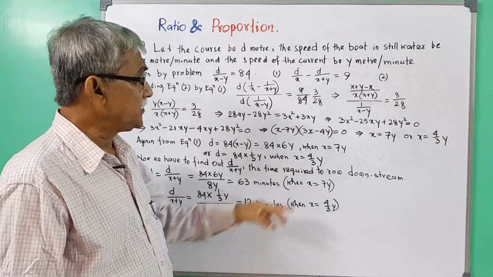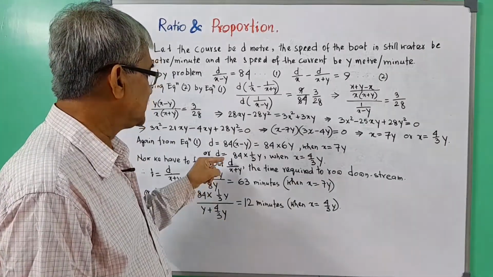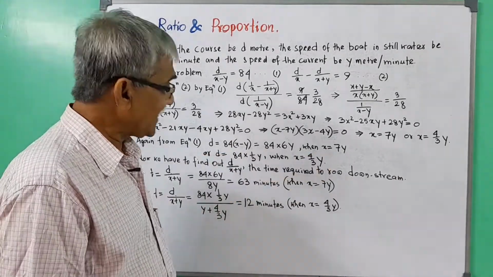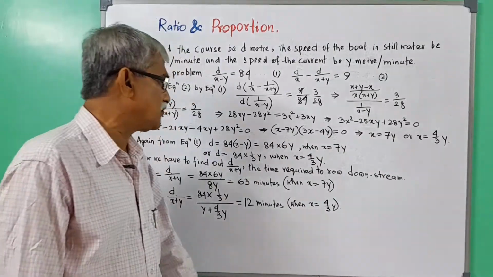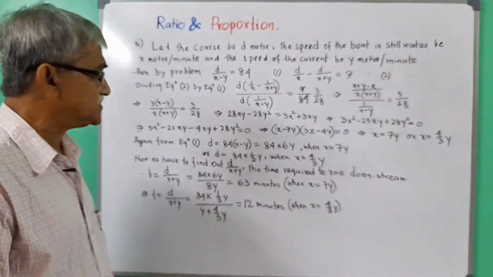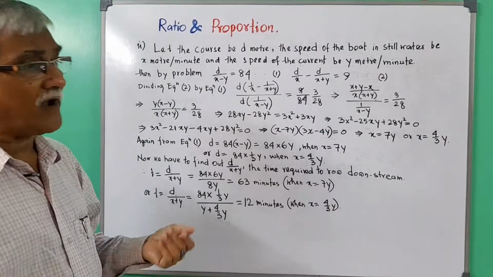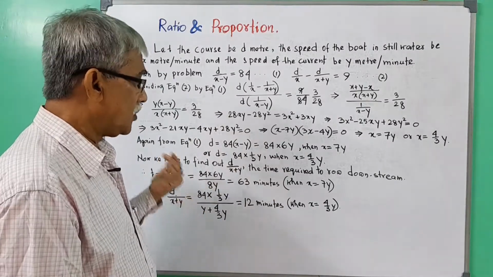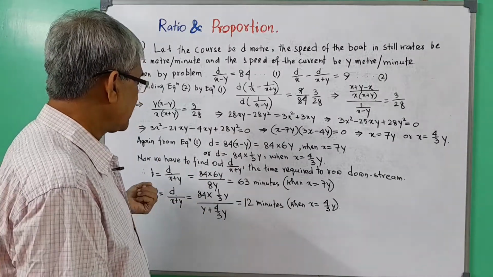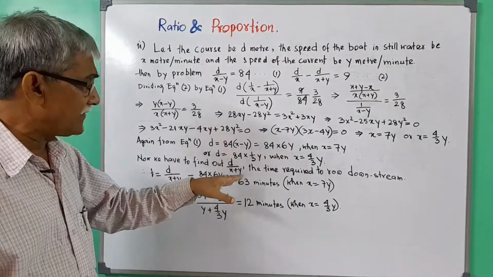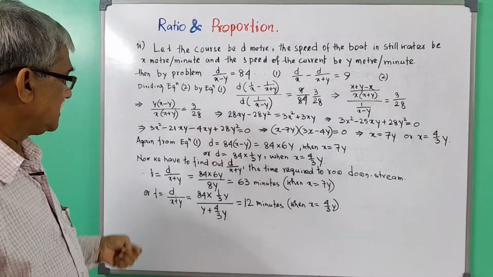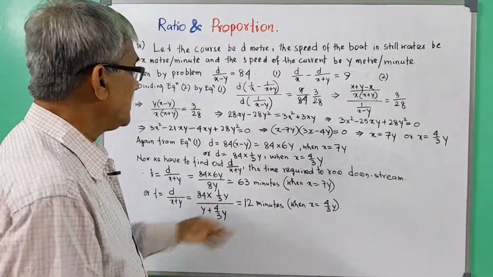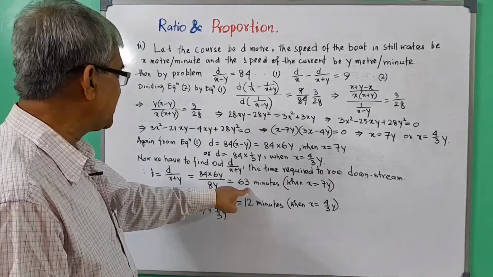If you take x equal to 7y, then d becomes 84 into 6y. Likewise, if you take x equal to 4y by 3, d becomes 84 into 1/3 y. Now, what we have to find is the time required to cover the course downstream. The time required is d upon x plus y. Placing the value x equal to 7y, you get 63 minutes.